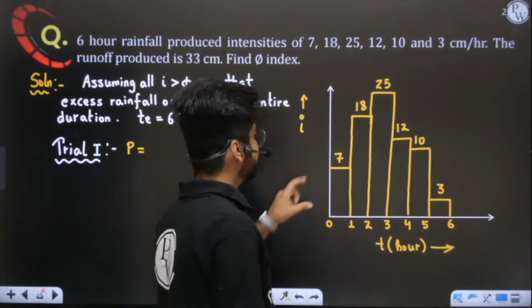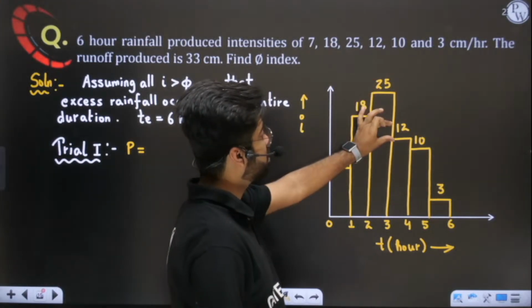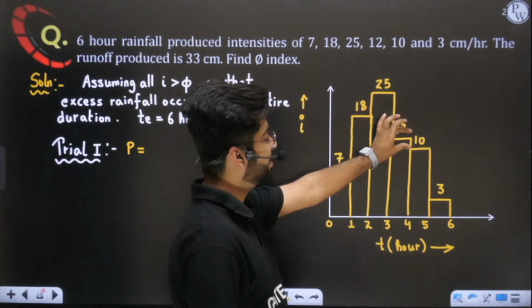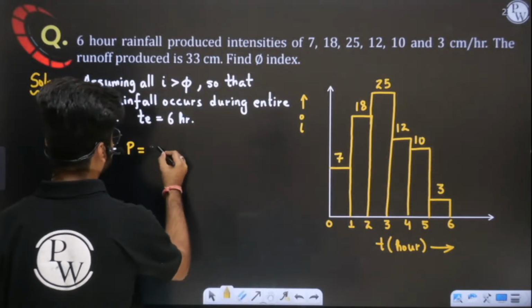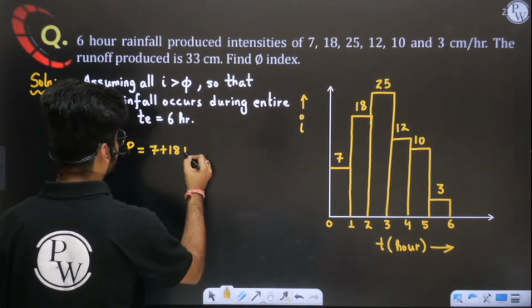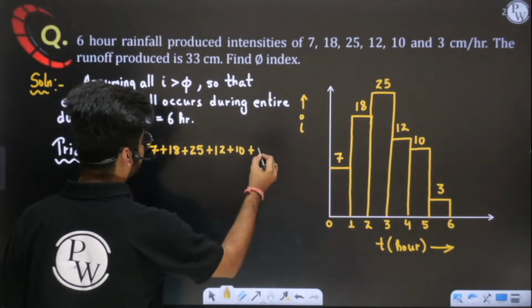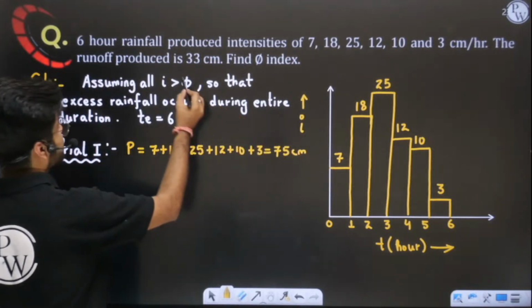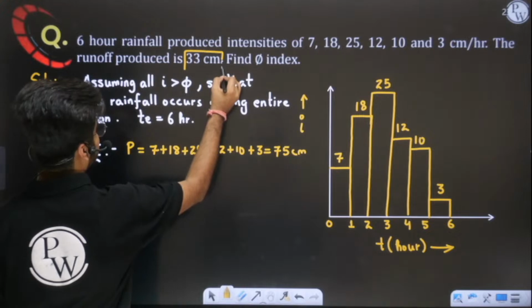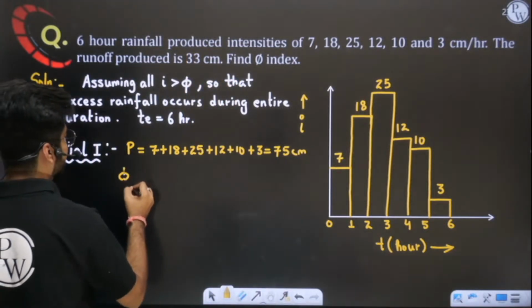So total precipitation will be 7 plus 18 is 25, 25 plus 25 is 50, 50 plus 12 is 62, 62 plus 10 is 72, 72 plus 3 is 75. So total precipitation is 75 centimeter. Understood, sir? And runoff, which they are giving in the question, is 33 centimeter.